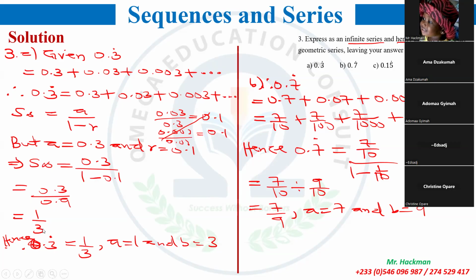I did it using the decimal. Did you get the answer? Yeah, I got 7 over 9. I changed it to a decimal.